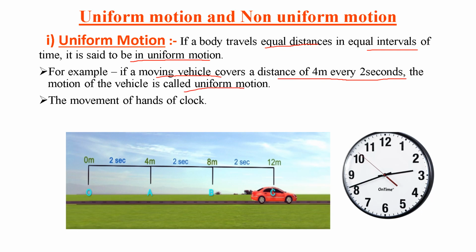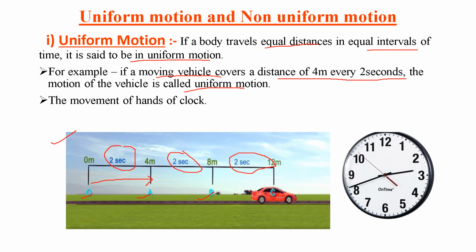called uniform motion. Here in this figure we can see that earlier the vehicle was at point O, then it reached point A, then it reached point B, and then at C. The time taken for the vehicle to reach from point O to point A is 2 seconds. Again from point A to point B it took 2 seconds, and again it took 2 seconds. It means the time interval is same, that is 2 seconds.